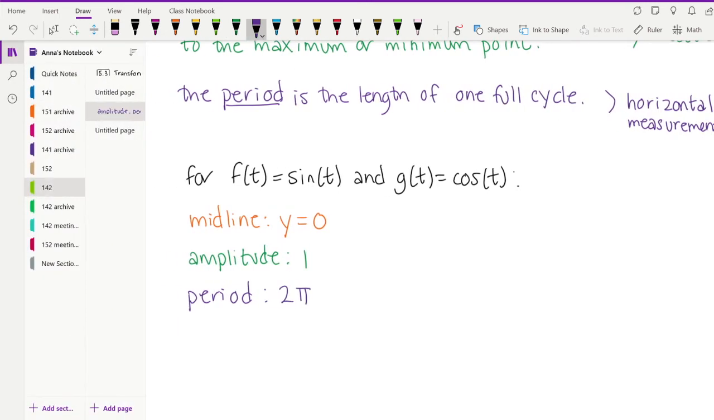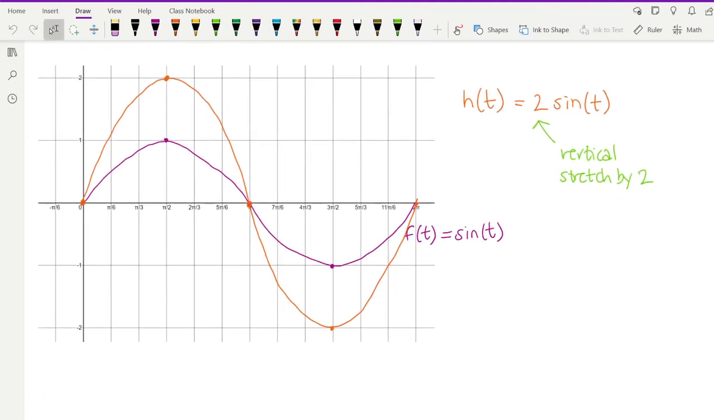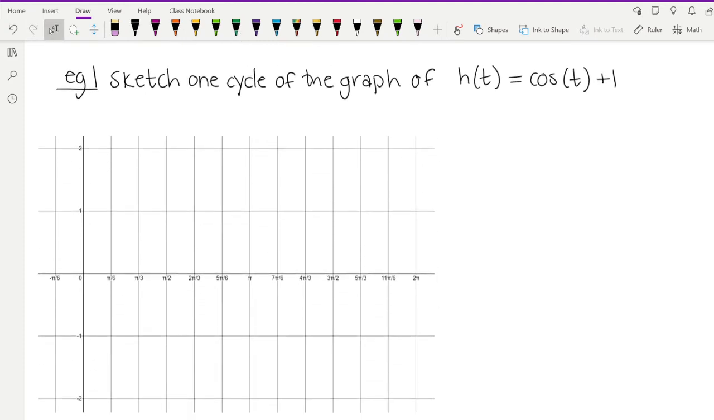Okay, so from here on out in the rest of the video, we're going to be using those same words to describe all the graphs that we come up with. So in this case, we can see that the amplitude is equal to 2, instead of 1. Because of the vertical stretch by 2, now the distance from the midline to the maximum point is actually 2. So the amplitude is 2. Okay, so we're just going to do a couple more examples in this video. And like I said, in the next video, we'll get into some trickier examples.